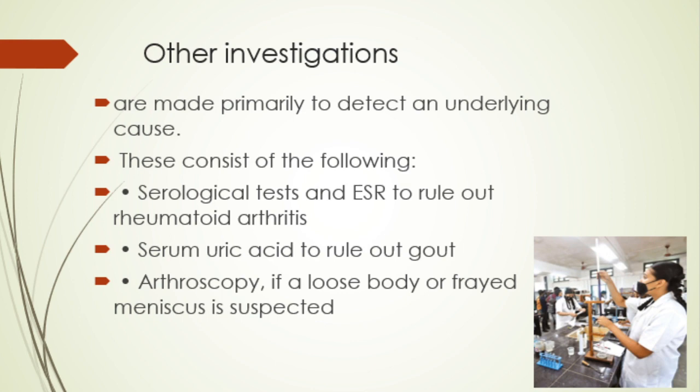So we will do some serological tests, that is ESR, to rule out rheumatoid arthritis, that is, an autoimmune cause. Then the serum uric acid level to rule out gout, whether the patient is having gout or not. Then arthroscopy if a loose body or frayed meniscus is suspected. Okay, so these are the other investigations to rule out the underlying cause.